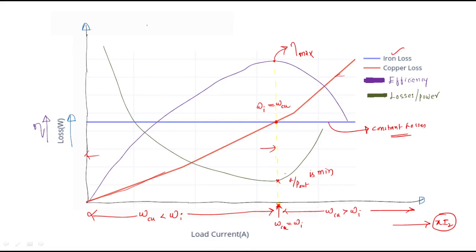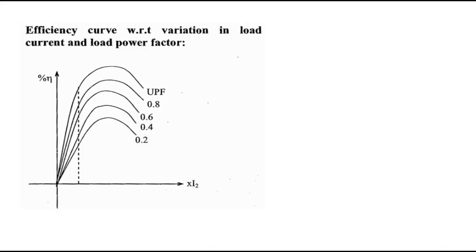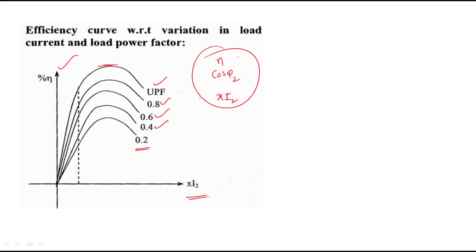So these are the graph representations of different parameters, and this is the graph between power factor, efficiency and I2. So for 3, we have efficiency on the y-axis and load on the x-axis, and in this graph we get curves for low power factor, 0.4 power factor, 0.6 power factor, 0.8 power factor. At UPF we are going to get the maximum efficiency. So this is the representation of 3, the efficiency curve with respect to variation in load current and load power factor. These are very important graphs. Now we have to discuss the very important observations.